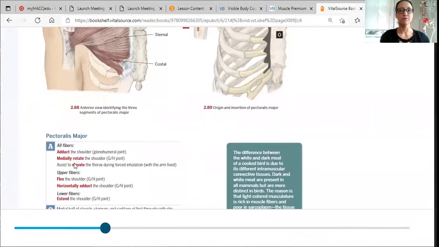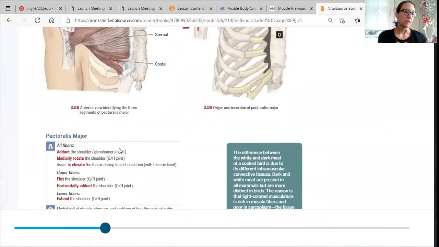And all of the fibers can assist to elevate the thorax, this is the rib cage, during forced inhalation. Because the fibers attach to the ribs, all of them, right? Here and here and here, they can assist to elevate the ribs during forced inhalation. Assist. They are not a primary elevator of the ribs. And that's only really when the arm is fixed, okay?